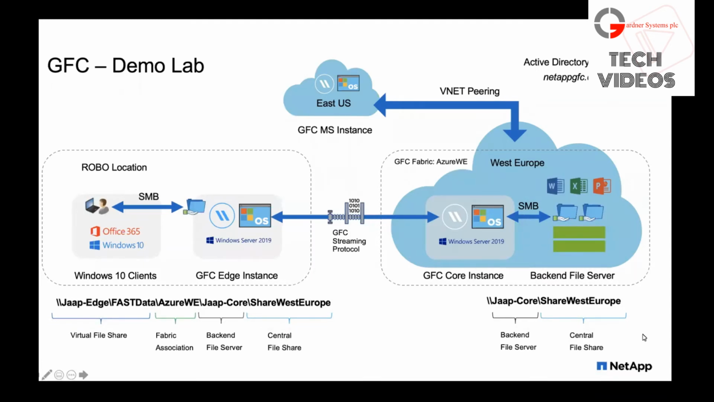Now, the thing to understand is some terminology that I'm going to use: the term native file access, which is basically users from the robo location on the left-hand side, could be, let's say, UK, accessing data directly on the backend file server. Those users are typically subject to latency, bandwidth restrictions, spotty connectivity, or whatsoever. Then we're going to use the GFC core instance, which mounts to the centralized storage.